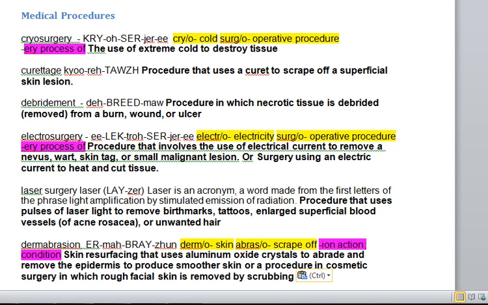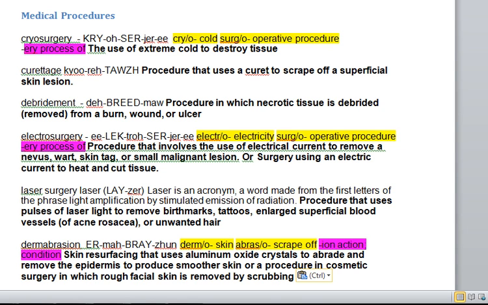Hopefully you've watched the tips that I gave on how I went through the Chapter 5 and 6 study guides. Now I'm going to look at Chapter 7. This time I'm going to look at the medical procedures section. I begin with the word cryosurgery.